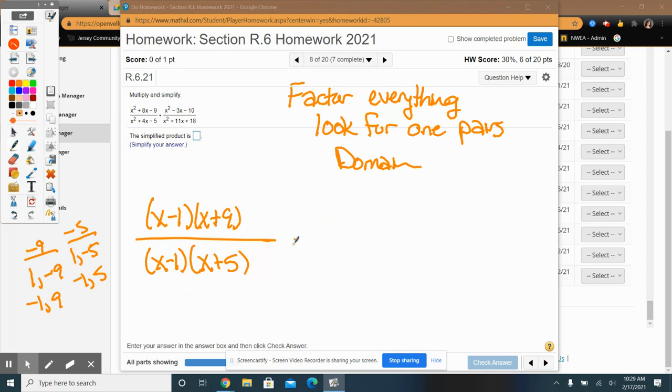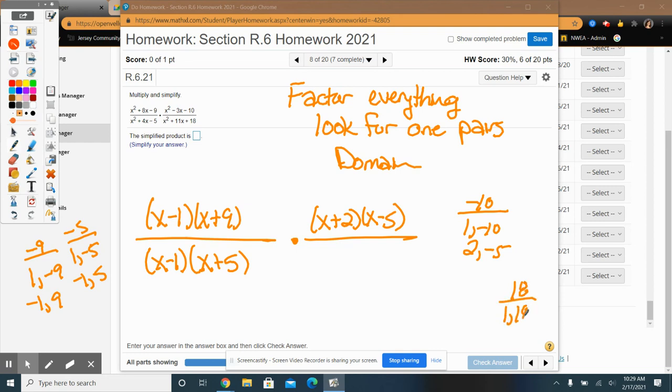I'm going to multiply that by this guy after I factor it. And I make my list for -10, looking for -3, and that's it right there. So it's going to be an x plus 2 and an x minus 5. And on the bottom, when I make my list for 18, I'm going to use 2 and 9. Okay, so you factor all of your problems. That's the first thing you're going to have to do.